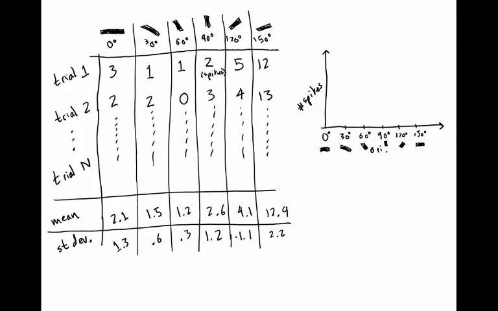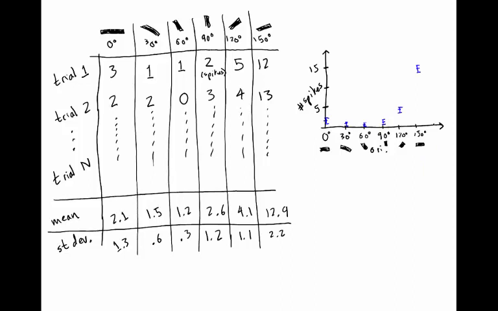Right, so now we have a mean and standard deviation of the spike count elicited by each of our different stimuli. So now we can go ahead and plot those. We'll plot the mean and standard deviation for each stimulus. So for 0 degrees, it was 2.1 with a standard deviation of 1.3, which we'll draw as little error bars. For 30 degrees, it was 1.5 with a standard deviation of 0.6. Those are our error bars, and so on and so forth for all of the different orientations.